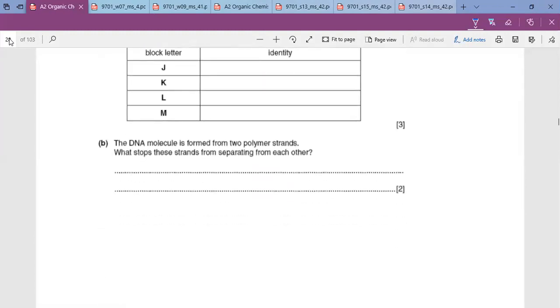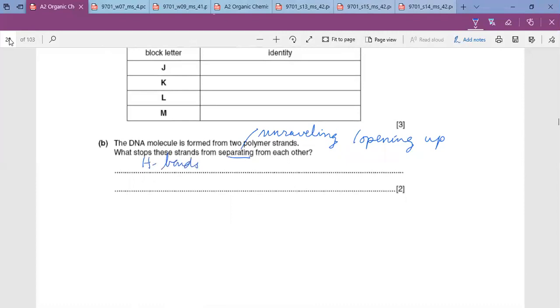Okay, what stops this strand from separating? Hydrogen bonds. That's not correct. The 2 marks. Hydrogen bonds between what? The bases. You must put what stops these strands from separating or unraveling. Learn a new word a day. Okay, unraveling. What stops it from opening up or splitting up?